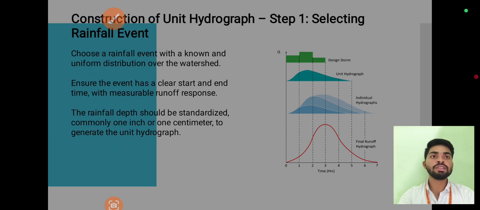Construction of unit hydrograph. Step 1. Selecting rainfall event. Choose a rainfall event with a uniform distribution over the watershed. Ensure the event has a clear start and end time with measurable runoff response. The rainfall depth should be standardized, commonly 1 inch or 1 centimeter, to generate the unit hydrograph.